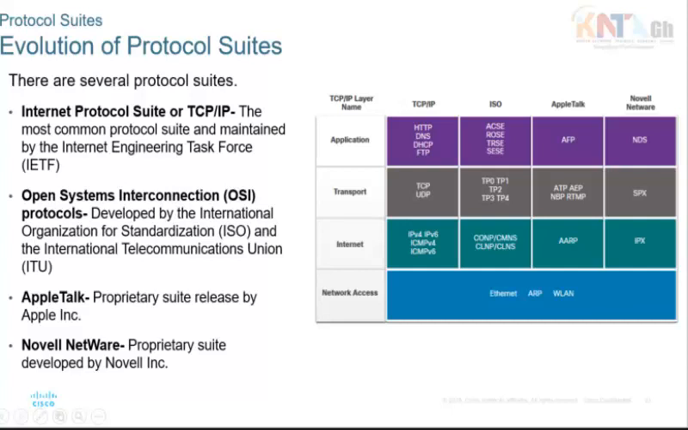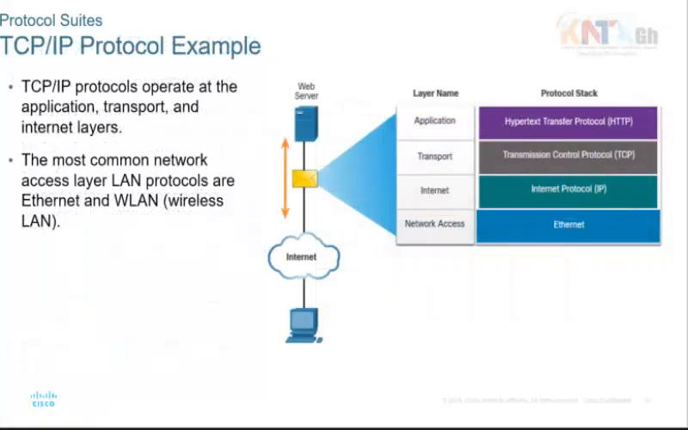And for the network access protocols, for TCP/IP, ISO, AppleTalk and Novell, all of them use Ethernet, all of them use the Address Resolution Protocol, ARP, and all of them use the wireless LAN. The TCP/IP protocols operate at the application, transport, and internet layers, like I explained earlier. So the most common network access layer LAN protocols are Ethernet and then the wireless LAN.